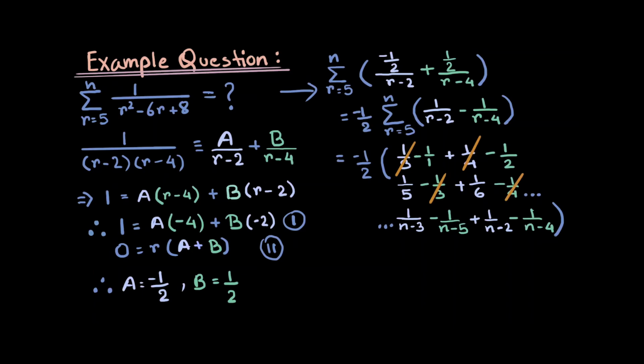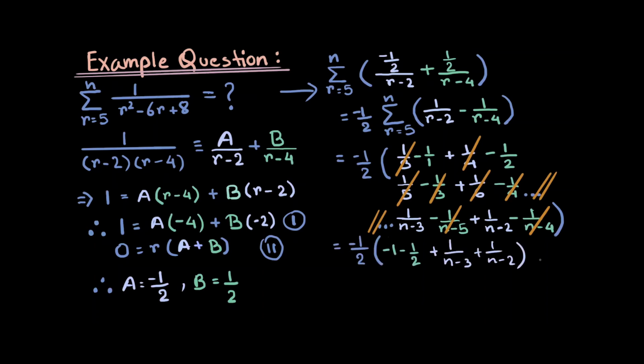Notice the plus 1 by 4 is the same. It belongs to r is equal to 6. Minus 1 by 4 belongs to r is equal to 8. And so the cancelling continues. As you might notice, the 4 terms are left: minus 1 by 1, minus 1 by 2, plus 1 by n minus 3, and plus 1 by n minus 2. So what is remaining is the end answer. We simplify this, getting the final answer.